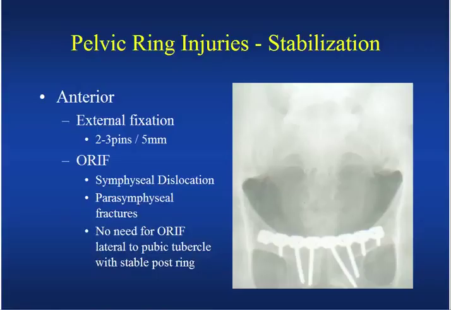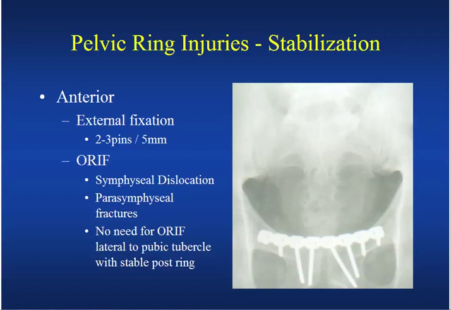Now, what about the definitive stabilization of pelvic ring injuries? You can use an anterior external fixator. Certainly, that's a good resuscitative measure, with 2 to 3 five-millimeter half pins in the anterior aspect of the pelvic ring. You can also consider placing a pin more anteriorly in the region of the anterior inferior iliac spine, which allows you to have a lower profile external fixation construct.